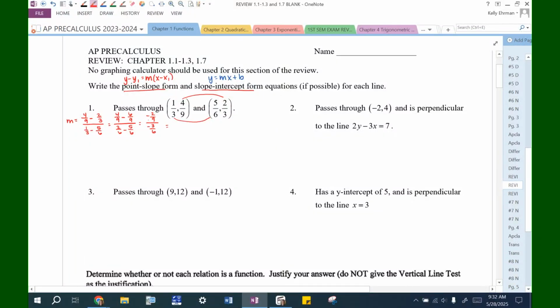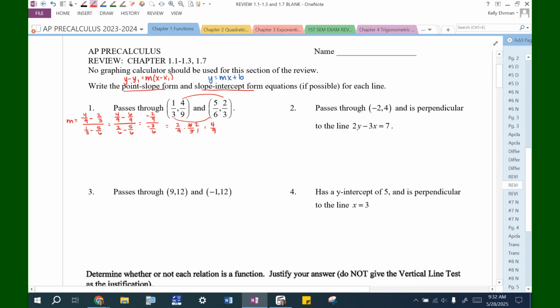The negatives can cancel out. So now it's 2/9 times 6/3. And things cancel, by the way, right? Like 6/3, that's 2/1. So this is 4/9.